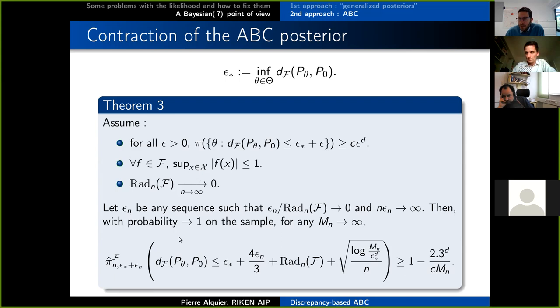Sorry, perhaps a silly question. In the first assumption, what is d in the exponent of epsilon to the power of d? So yes, good question. Actually, I should have said that.